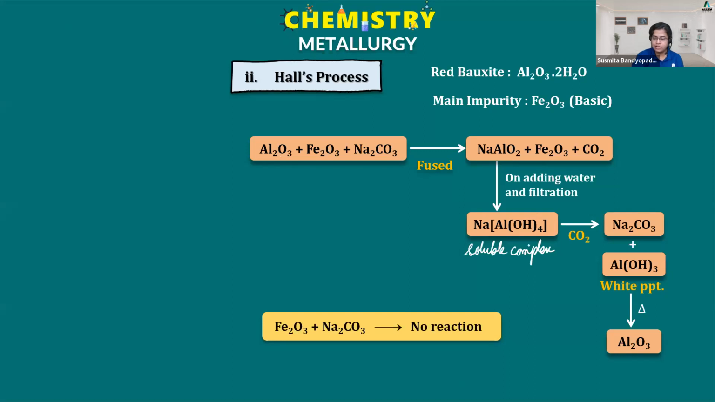When you add water, it forms a soluble complex. Then you filter and remove Fe2O3. Then you pass CO2, you get back Na2CO3. When you pass CO2, the aluminium in the soluble complex is converted into gelatinous white aluminium hydroxide. Now, when you heat it strongly, Al2O3 is obtained, the pure one. Getting my point, everyone? You have to read and practice a little. Okay.